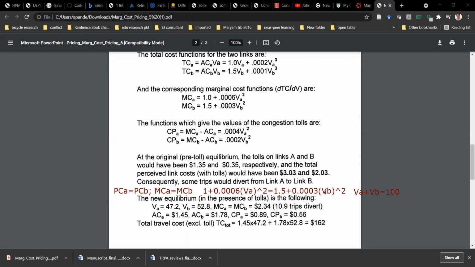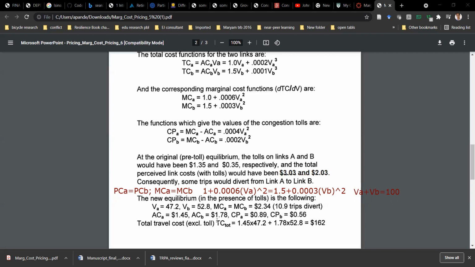Once you have one equation, it will be a quadratic, but you can solve it. And once you solve it, you get VA equal to 47.2 and VB equal to 52.8. Now, if you calculate the marginal cost on both routes, it will be 2.34. You plug these numbers into the marginal cost equation, and both trips will have equal marginal cost.